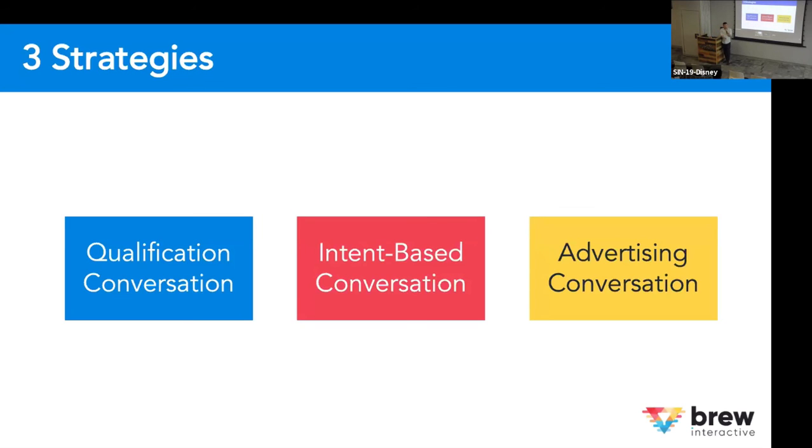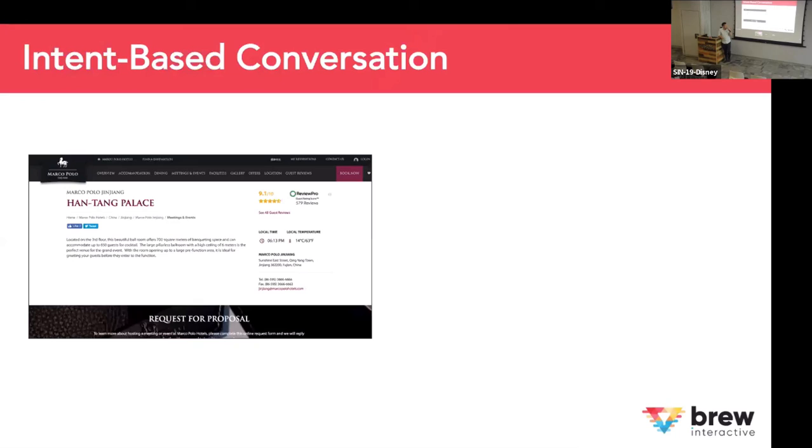So that's the qualification chatbot. The next one is intent-based conversation. What that means is, let's say this is one of our clients, Marco Polo Hotel. They have, I think, 17 hotels in Hong Kong, Philippines, and China. Anyway, my point is that once you go to the Marco Polo Hotel website, and let's just say you are B2B, and you somehow come down to one of their properties called Marco Polo in Jinjiang, which is in China, and then you revisit this page.